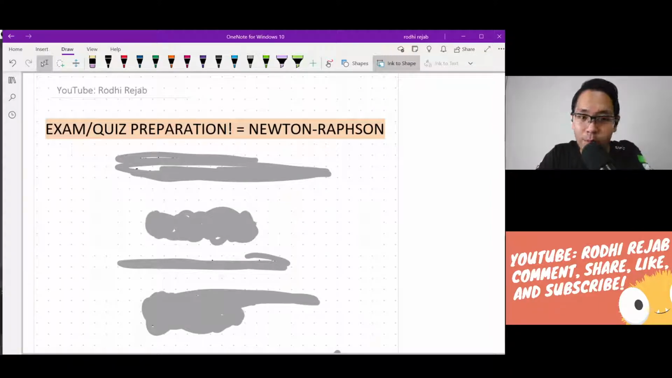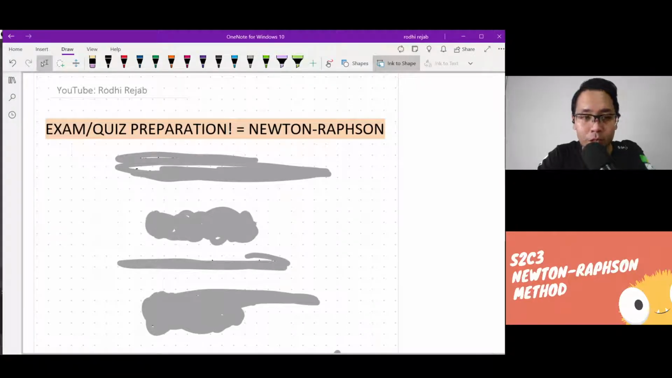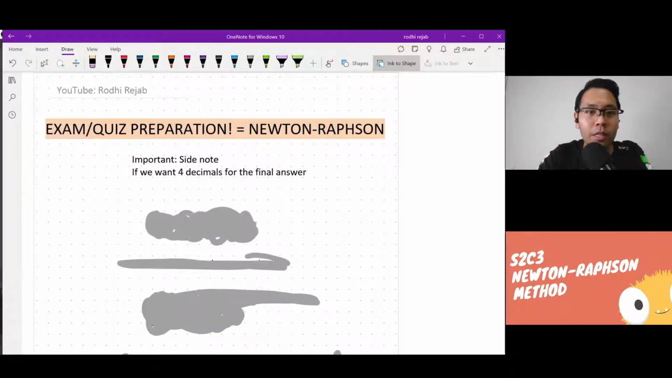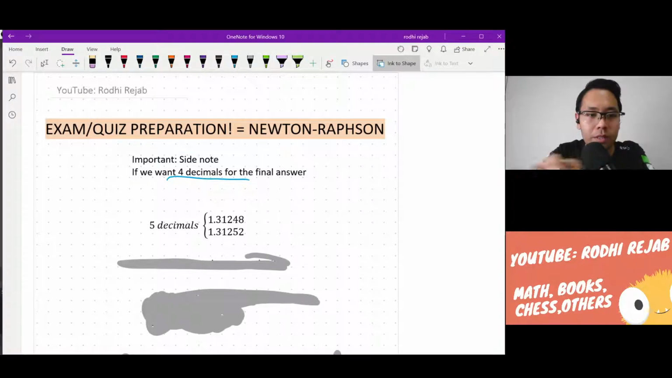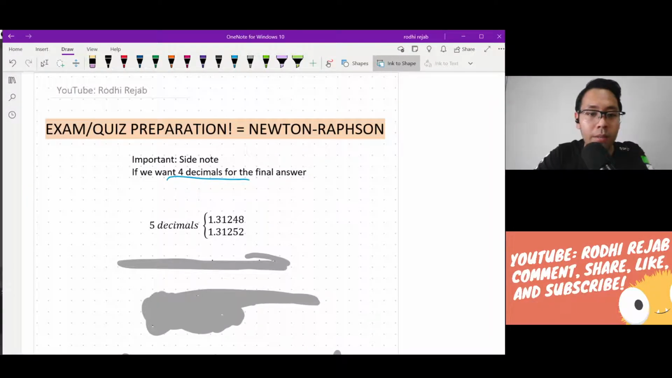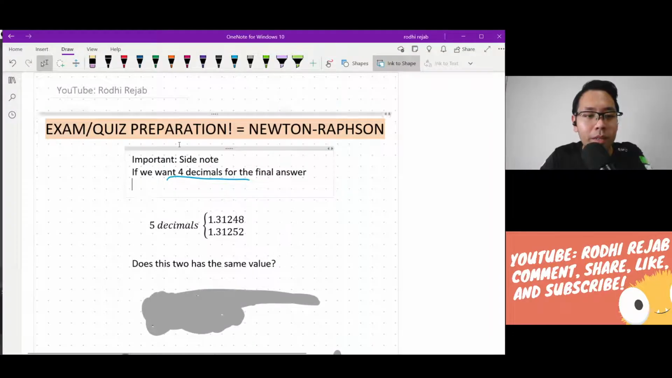Okay, so let's begin. But before we start on the big question, let's have a look at this small stuff. Let's say you want 4 decimals for our final answers, and you are given these two values here, which have 5 decimals: 1.31248, and another one is 1.31252. My question is, do these two values have the same value?